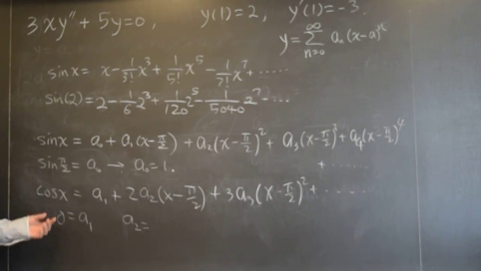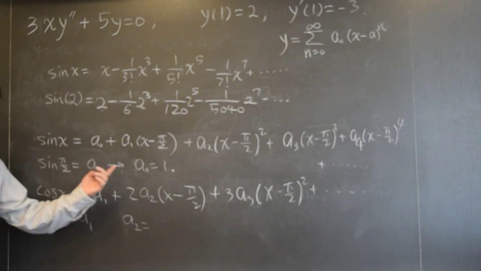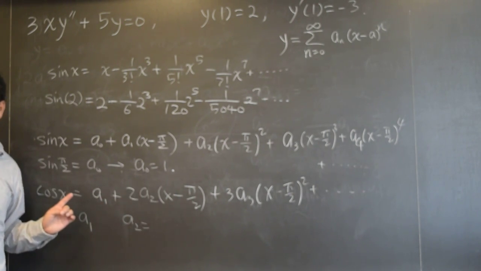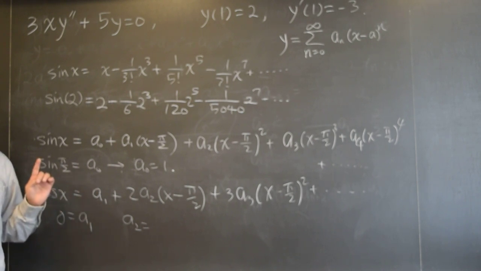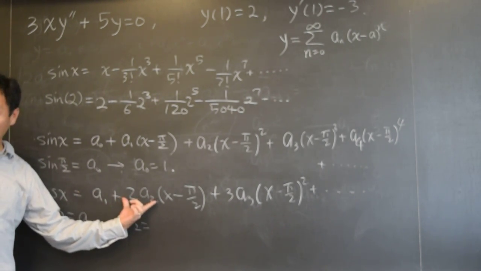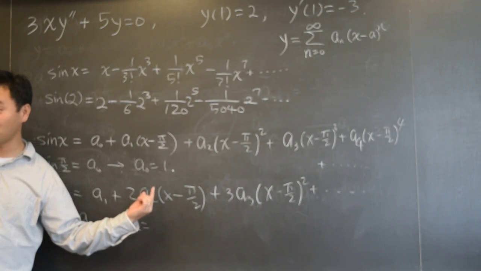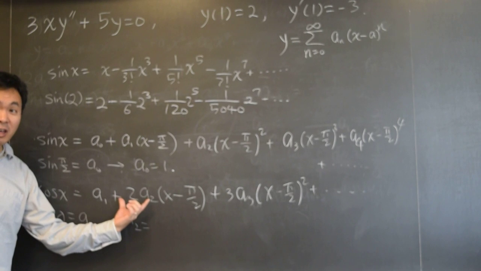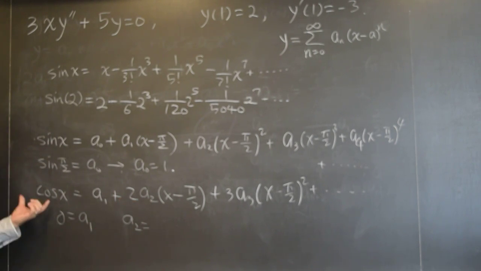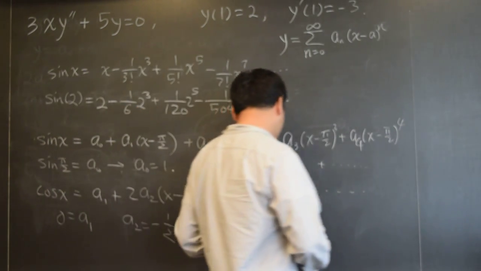Okay, how? Differentiating cosine x gives you negative sine. Negative sine of pi over 2 is negative 1, but negative 1 is equal to the right side. What would you get on the right side if you differentiate? What would you get as the first term? 2a2 will be the very first term, right? Because this goes away when you differentiate. So you get 2a2 on the right side, and you get negative 1. So a2 will be negative 1/2. If you go on, this will be 0.